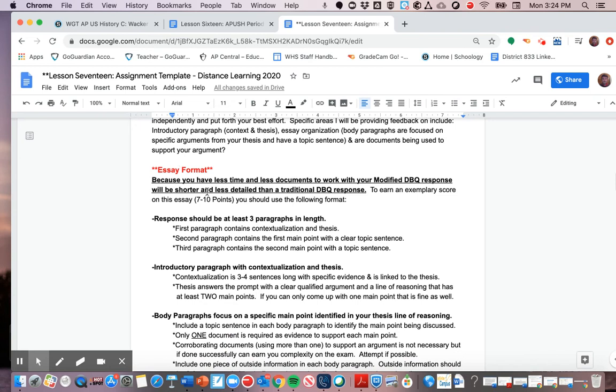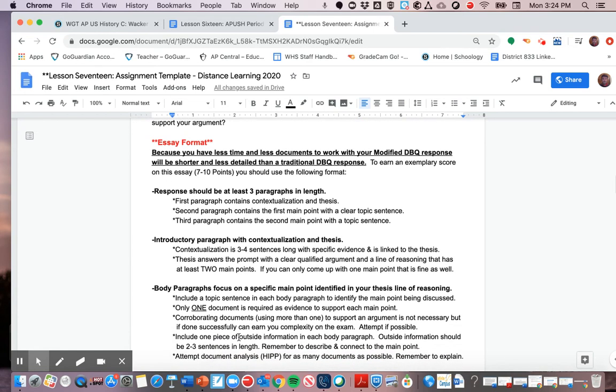The second part here lays out how you should organize and write your essay. So like 3 body paragraphs, what goes in the introductory paragraph, and how your body paragraph should be organized. So this gives you an idea of how you should structure your essay here.